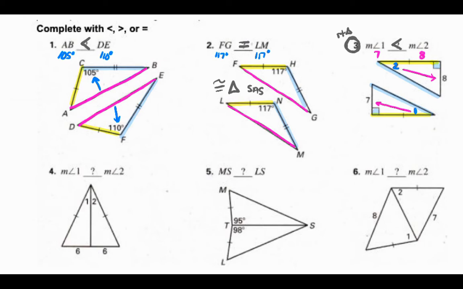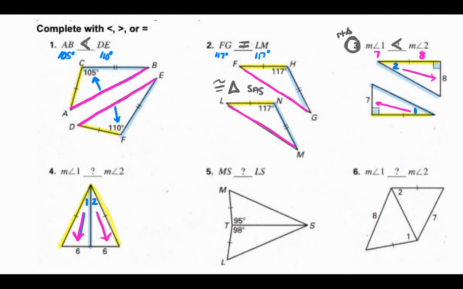Problem 4, once again, wants us to compare angles 1 and 2. So we find our hinge. We have our set of congruent sides, and we have our shared side to get our congruent hinge sides. Then we look at this one. We are going to use the sides opposite them in order to compare those angles.